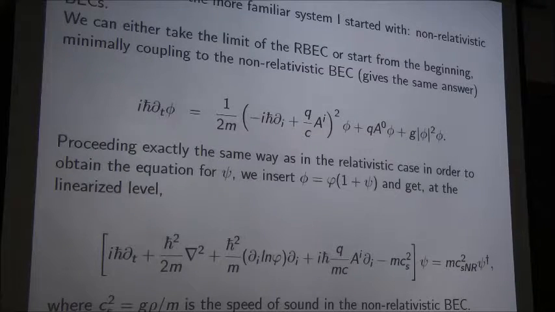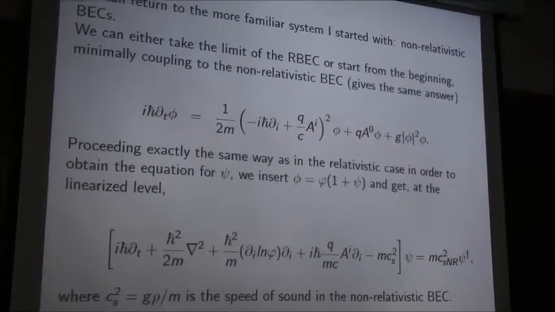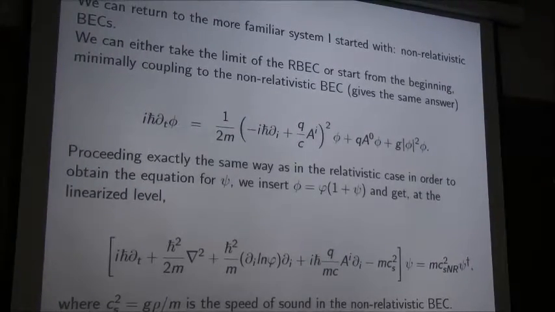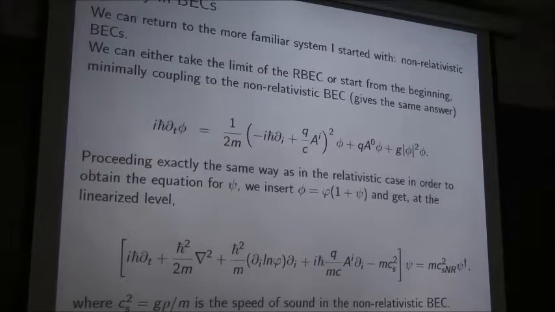So we can just return to our slightly more familiar system with our non-relativistic Bose-Einstein condensates, either by explicitly coupling or by taking the limit from the non-relativistic case. So the vorticity is in F mu now, or in U mu? F mu. It's in F mu. But it's not in the mechanical velocity. Yes. But this is the relevant conserved current. Conserved flow. It's topologically not so.